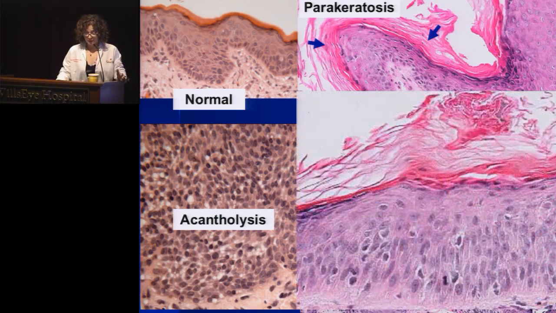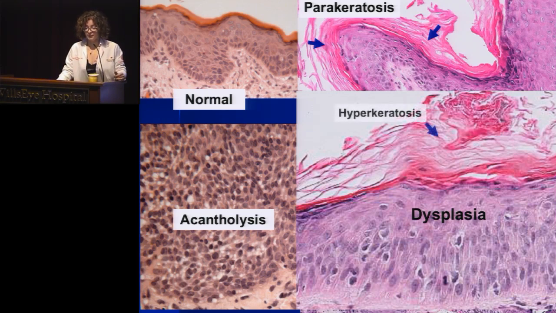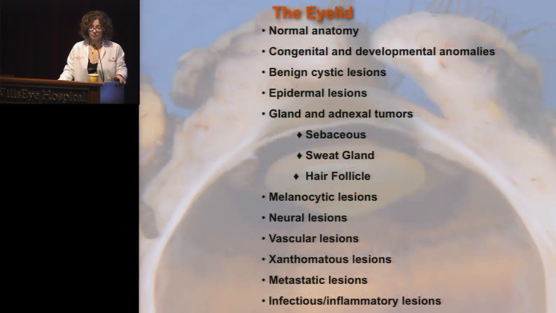And then finally, can you appreciate how, compared to normal, the epidermal cells here are haphazardly arranged and have a higher nucleus to cytoplasm ratio and focally prominent nucleoli? So that's dysplasia. And associated with this dysplasia, you can also see hyperkeratosis and parakeratosis, yes? So all of these are the terms that we will now use.